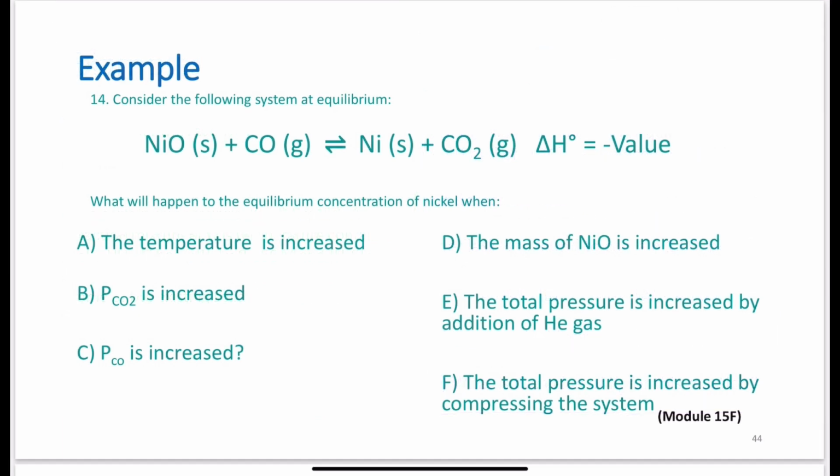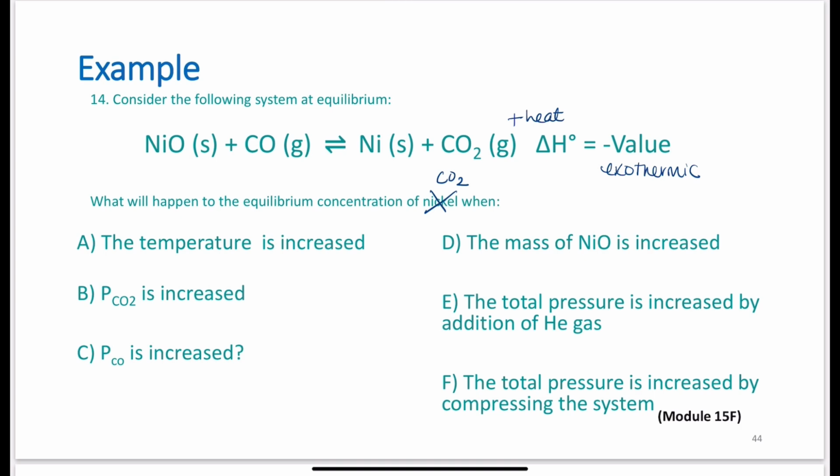Okay, consider the following equilibrium. I've got nickel(II) oxide solid reacting with carbon monoxide gas to form nickel solid and carbon dioxide. Delta H value is negative. Don't know what it is, but it's negative, and that's all I really care about. So I know it's exothermic, so plus heat. What will happen to the equilibrium concentration of nickel? I really need to change the slide, and I forgot about that. This should really say CO2. Nickel isn't going to change. It's a solid. It's not affected by the equilibrium. So please change that in your slides, and I will try to update online for that to be changed. So that should definitely say CO2.